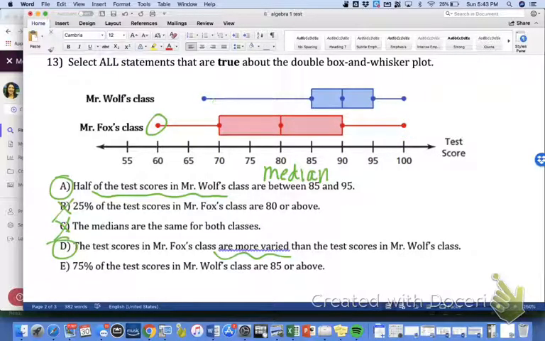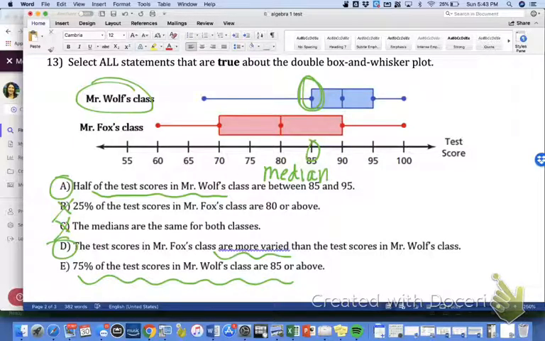And finally, 75% of the test scores in Mr. Wolf's class are 85 or above. So let's look at Mr. Wolf's class. Let's look for 85. So 85 is right here on his box and whisker plot, right there. So if we look here, so that part of the box is 25, that part is 25, and that part is 25. 25 plus 25 plus 25 is 75% of the test scores. So we do, in fact, have test scores. 75% of them are 85 or above.